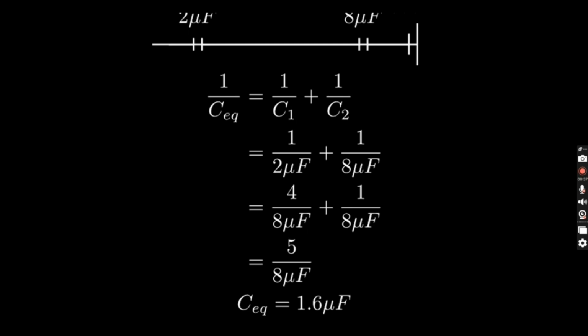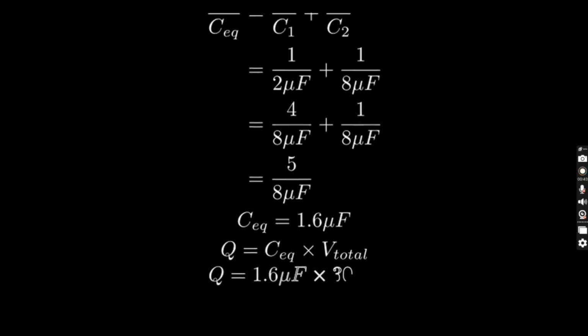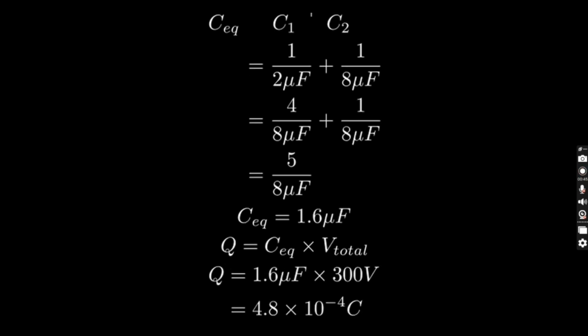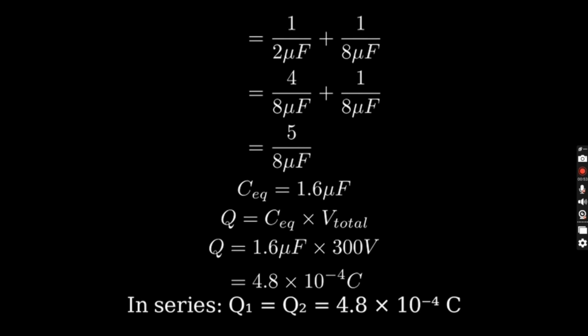Next, let's find the total charge. The charge Q equals the equivalent capacitance times the total voltage. That's 1.6 microfarads times 300 volts, which equals 4.8 times 10 to the negative 4th coulombs. In a series circuit, the charge is the same on each capacitor. So both capacitors have 4.8 times 10 to the negative 4th coulombs.